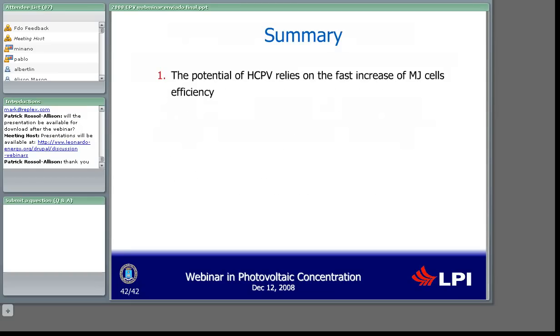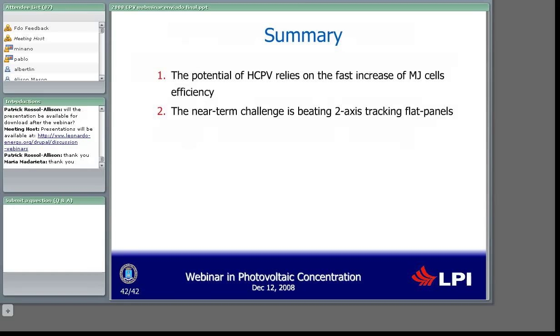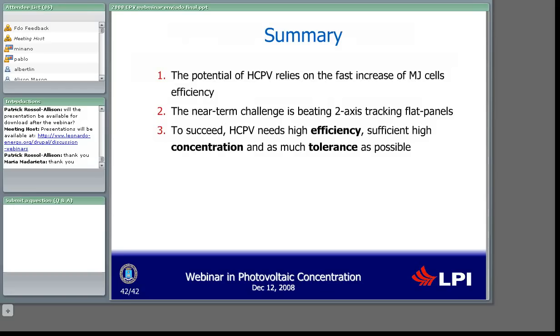The summary of this webinar: the potential of HCPV relies on the fast increase of multi-junction cell efficiency. The near-term challenge is beating the two-axis tracking flat panels, which have already been successfully used in large installations, in particular in Spain. In order for HCPV to succeed in this competition, we think it needs high efficiency, sufficiently high concentration, and as much tolerance as possible.